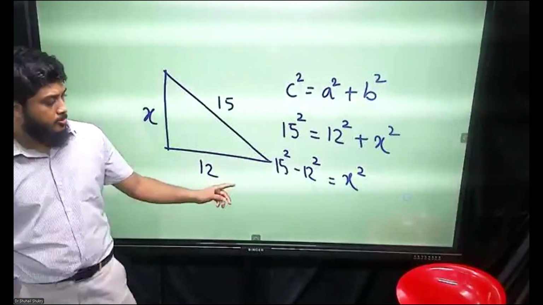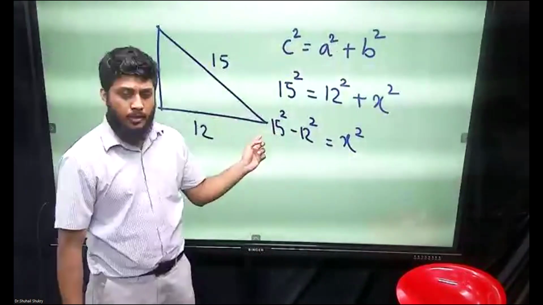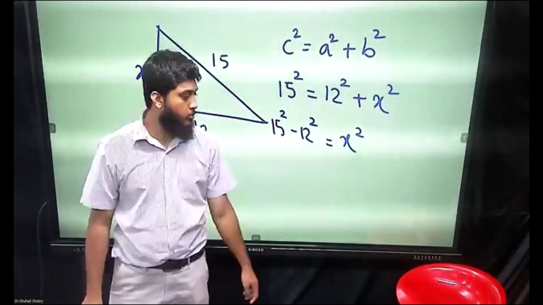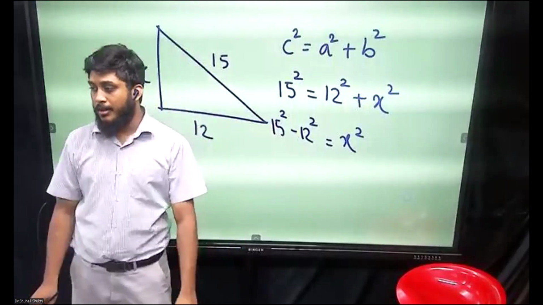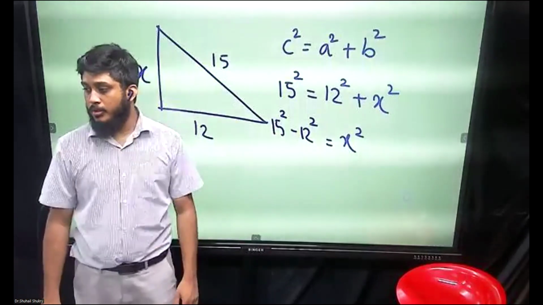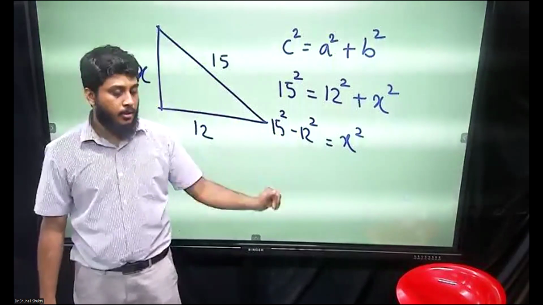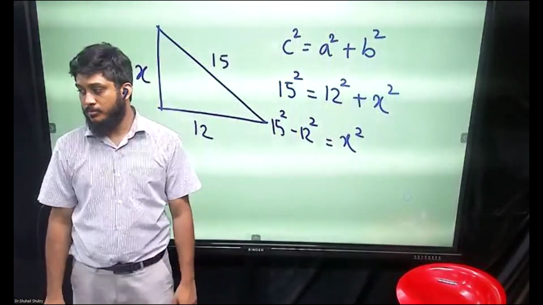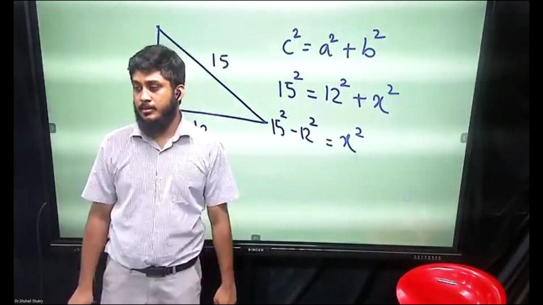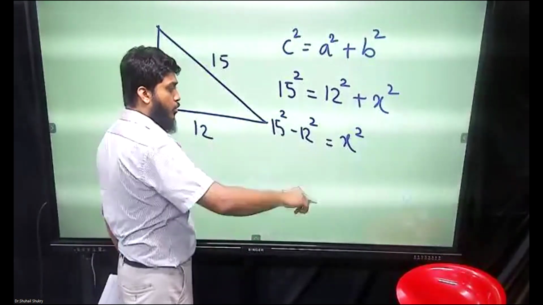If someone wants, they can find these values separately. Separately means they can find the 15 squared value separately. 15 into 15, 225. 12 squared means 12 into 12, 144. 225 minus 144, they can use and they can get 81, and they can get the value of x as 9. One method. The second method is you don't want to do this separately.